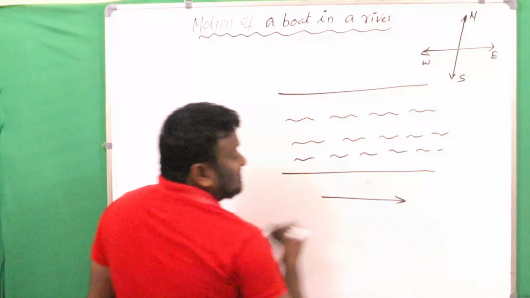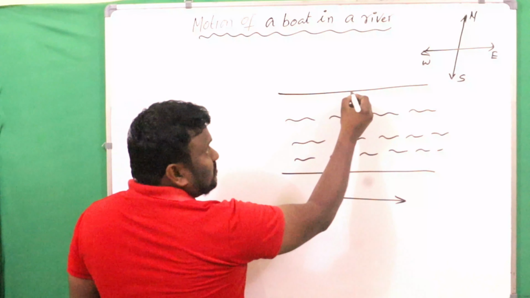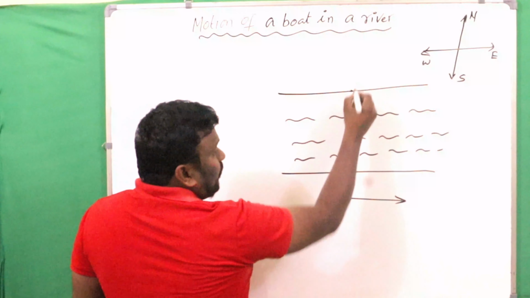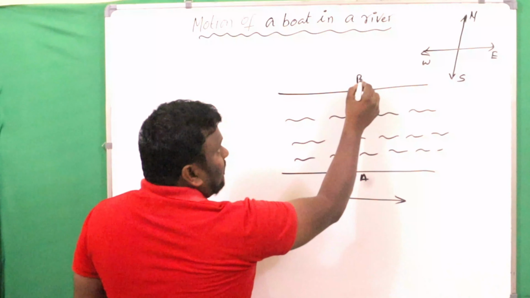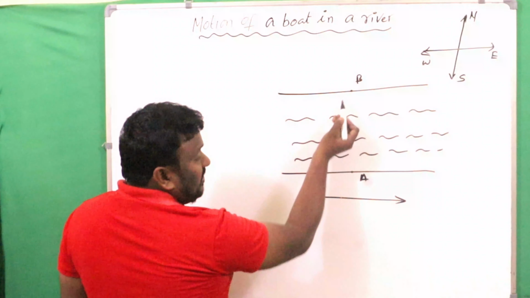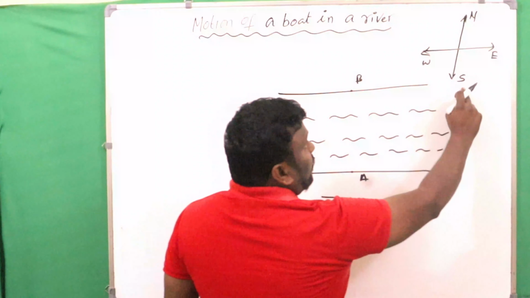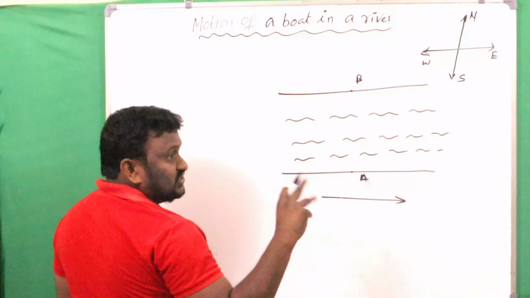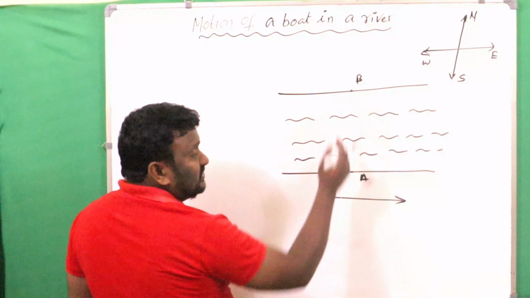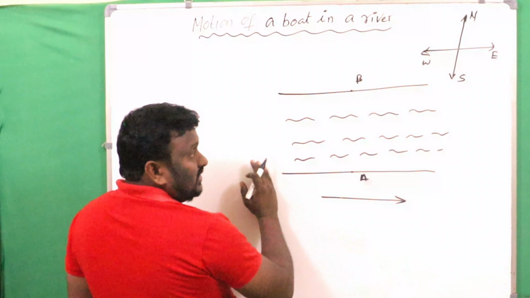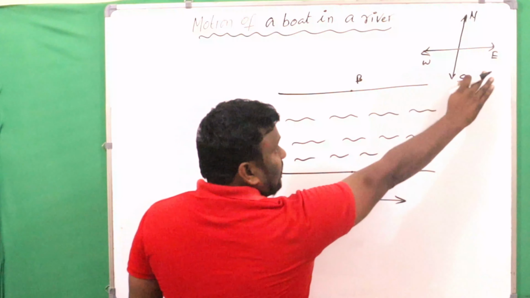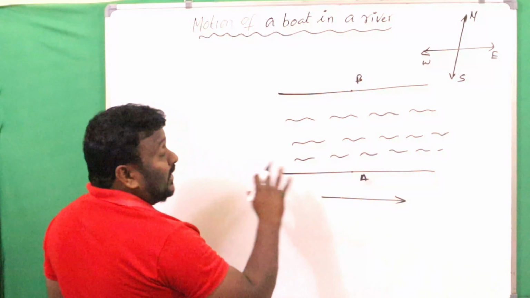As the river moves in this direction, there is a possibility for a boat or a swimmer. This is point A and this is point B. If the person or boat wants to move from A to B, the motion of the boat is from south to north. In problems they will use these identifications: the boat is moving from south to north or north to south, and the river has a fluid velocity from west to east. That's why you have to identify the directions.